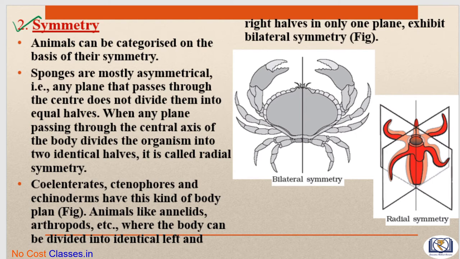Now, symmetry. What do we understand by symmetry? And how can we understand this? I'll explain this first. Animals can be categorized on the basis of their symmetry. Now we should know what is symmetry. Sponges, again, we are starting from the lower phyla, are mostly asymmetric.